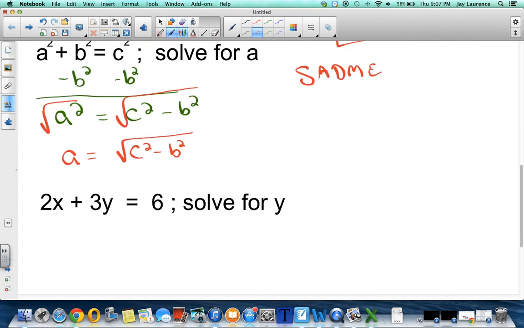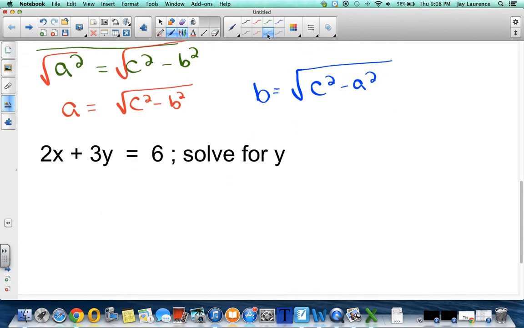All right, similarly, you can find that B would equal the square root of C squared minus A squared if you went ahead and solved that for B. All right, now maybe even more important is an equation like this. It's a linear equation. It's actually something we call standard form. We'll learn more about that later. I'm going to solve for y. So y is the variable I want to get alone.